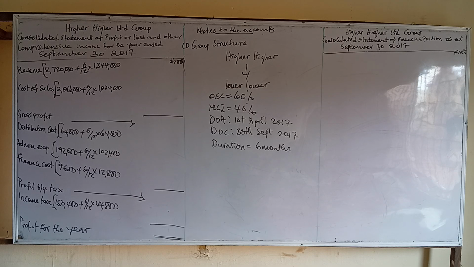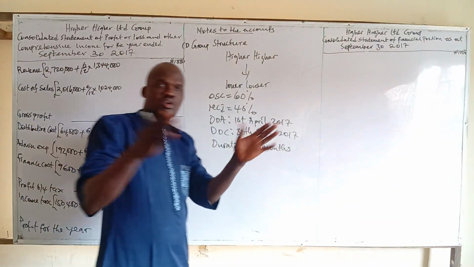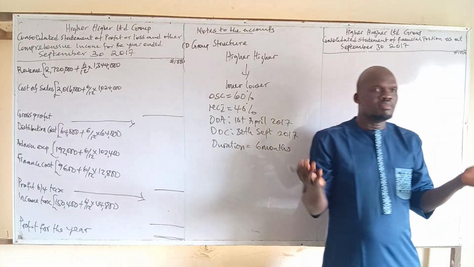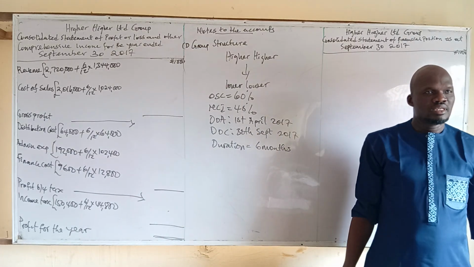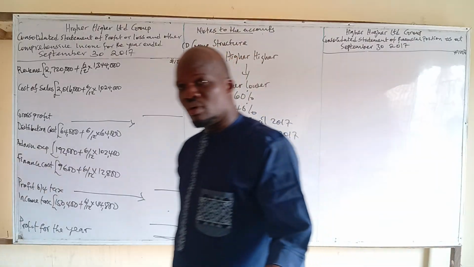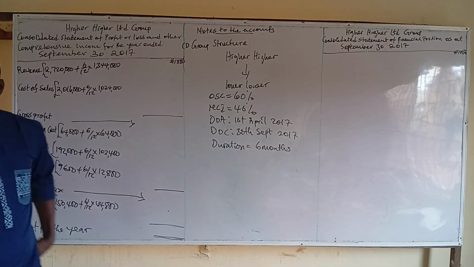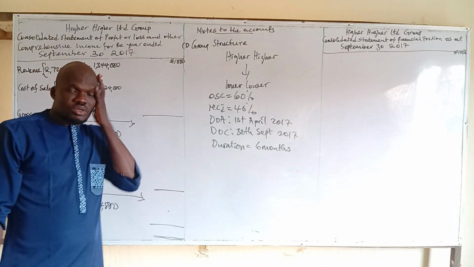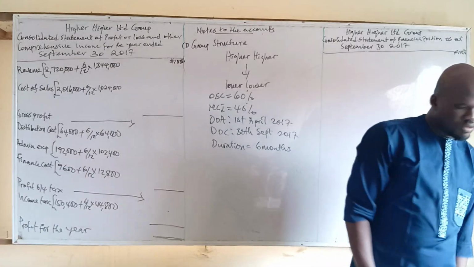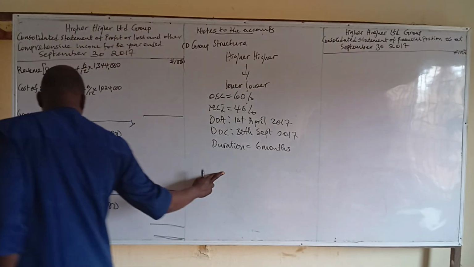Sir, is it possible that they tell us to solve only the consolidated P&L? No. Consolidation is about combination, a combination of assets, income, expenses and liabilities. The only thing you don't consolidate is the equity component of the sub. You don't add the sub's equity component to the parent's. So that's that on this.